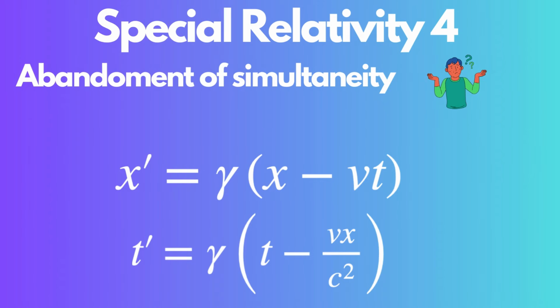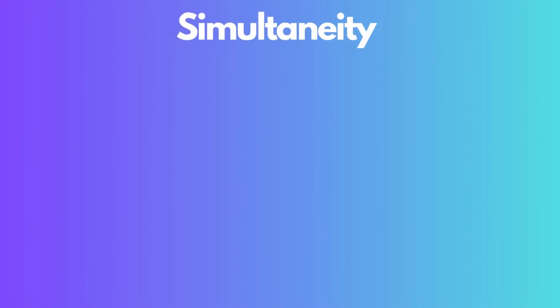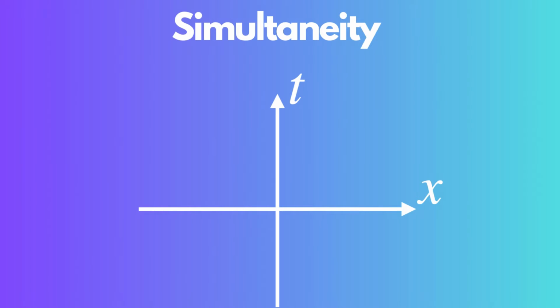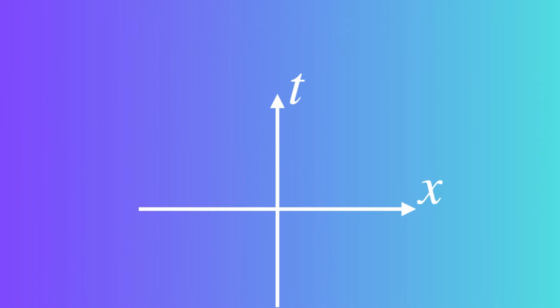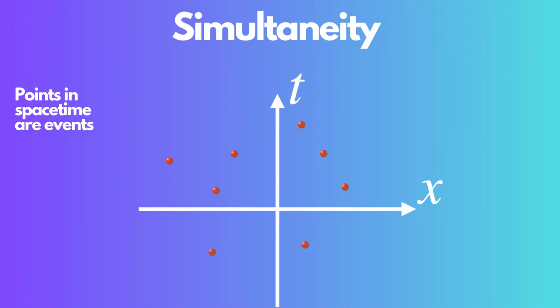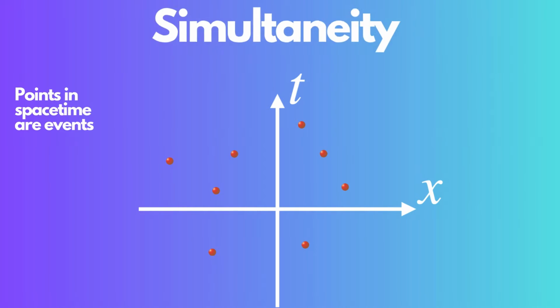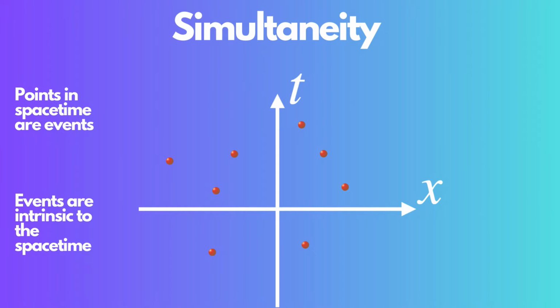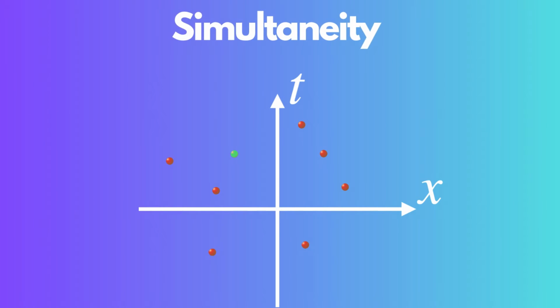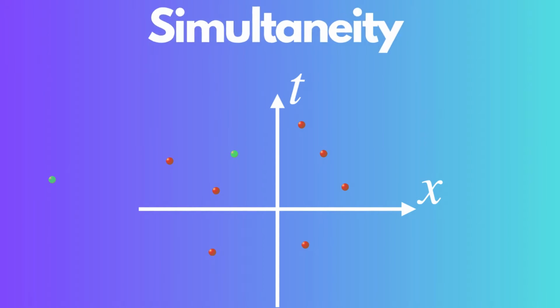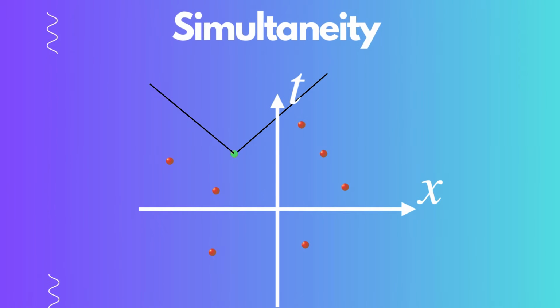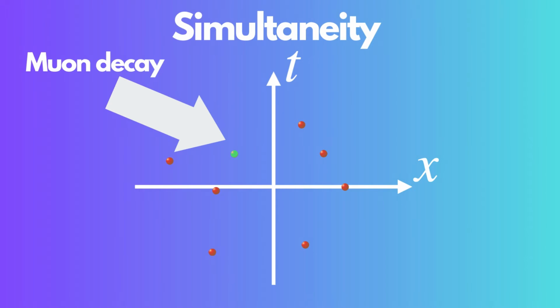Let's start with simultaneity. The space spanned by the t and x directions, often called spacetime, consists of an infinite number of points, known as events. These events are intrinsic to the spacetime and really don't fundamentally change when we change our reference frame. For example, at one event, a muon might decay, and no change in reference frame is going to change the fact that the muon decay occupied that specific point in spacetime.